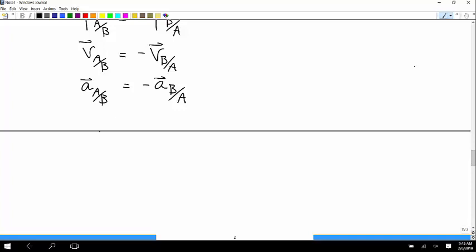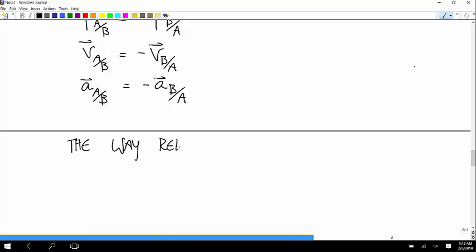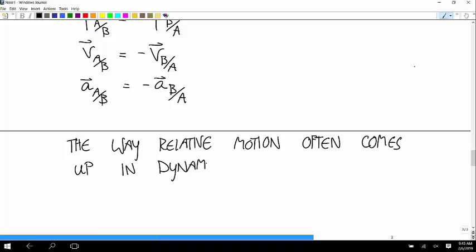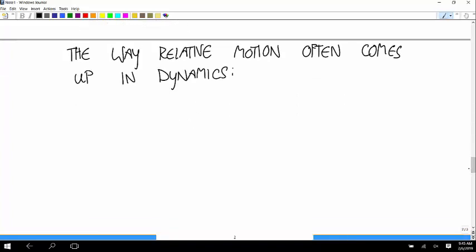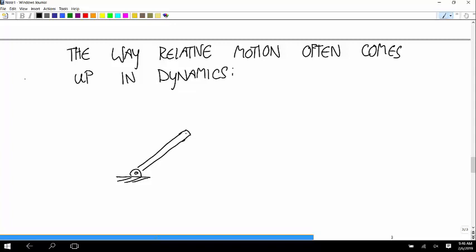So the way relative motion often comes up in dynamics is, excuse me, imagine that you have like an arm connected to the ground, you know, like some kind of robotic thing, part of a machine. And then another arm connected to that. And for some reason, you need to be measuring accelerations and velocities of this point. Okay.